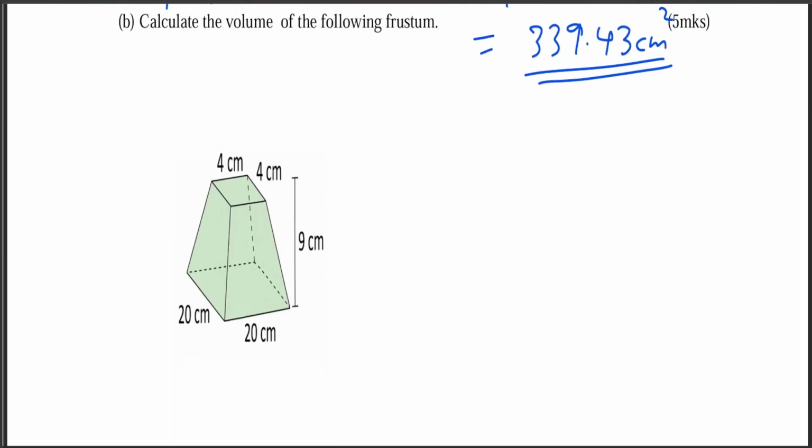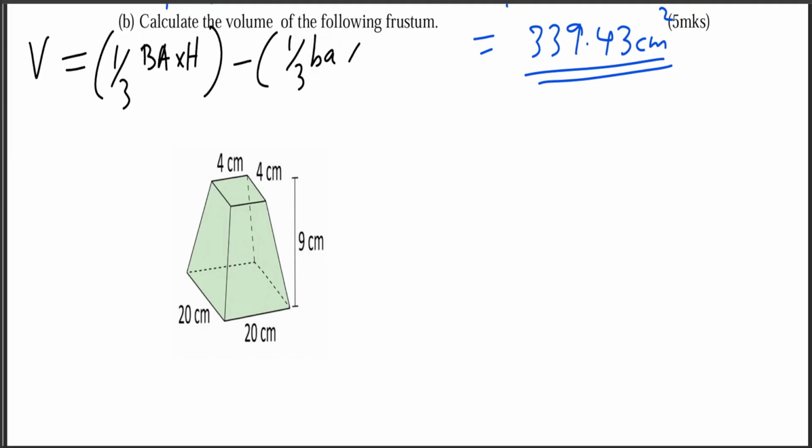Calculate the volume of the following frustum. This is a pyramid. And now for you to calculate the volume of the pyramid, very simple: a third times base area, which is your cross section area, times height. So a third base area times the bigger height, minus now the smaller one, a third base area times the smaller height.